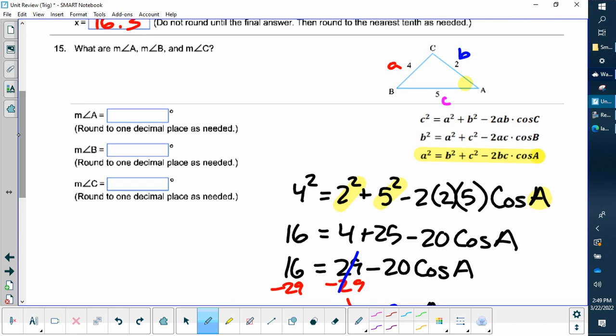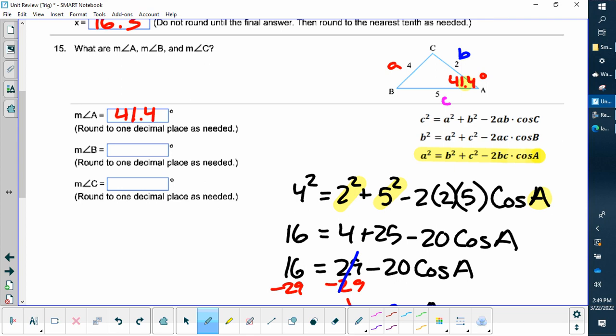So big A is 41.4 degrees. And I'm actually going to fill that in up here. 41.4 degrees. Nope, wrong spot. Let's fix that. I've already got a number there. I want an angle.